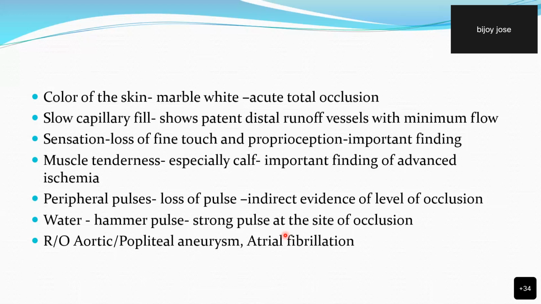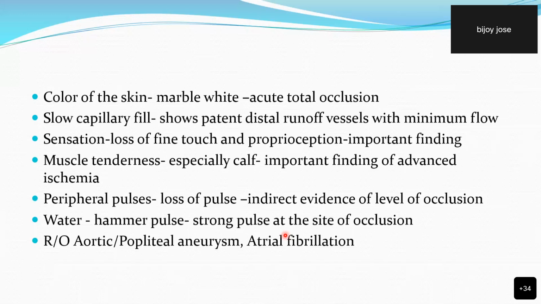Sensation: loss of fine touch and proprioception is the important finding. These are the initial sensory findings we can elicit. Muscle tenderness, especially calf muscle tenderness, is very important because it is a sign of advanced ischemia. And obviously peripheral pulse: there won't be any pulse palpable distal to the occlusion. It gives indirect evidence of the level of occlusion.